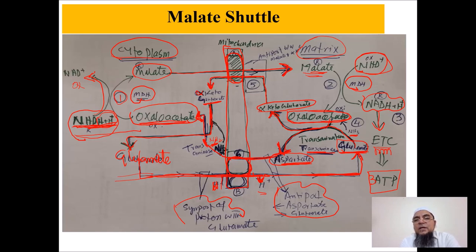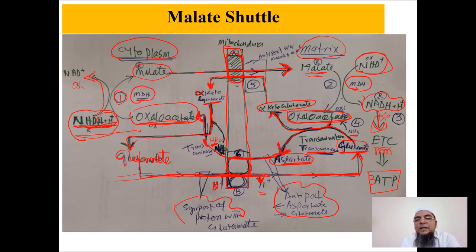In the mitochondria, malate dehydrogenase enzyme will welcome this malate and bring NADH from the mitochondria. It took 2 hydrogen from the malate and attached with the NAD. NAD will convert into NADH2. Malate will convert into oxaloacetate. Our job is done here. The process is complete. But now we need to regenerate this oxaloacetate. So oxaloacetate cannot cross the mitochondrial membrane.